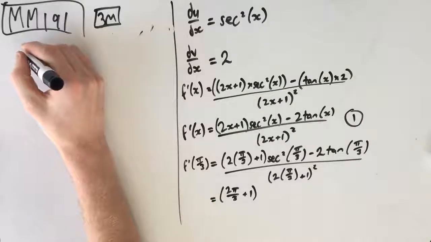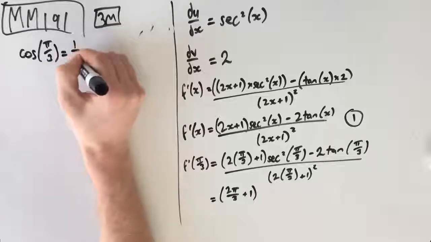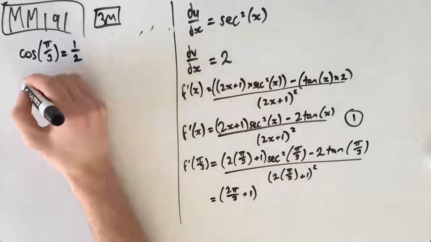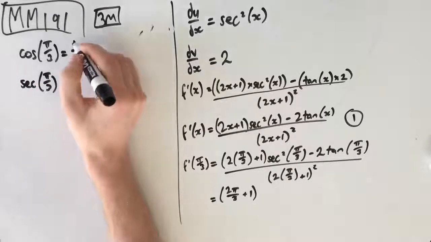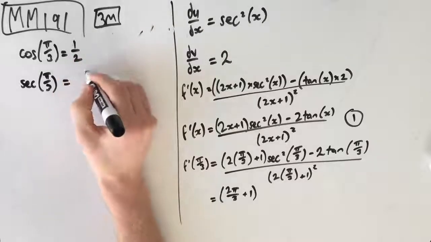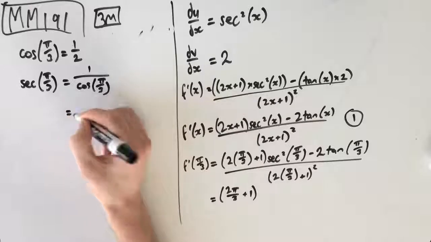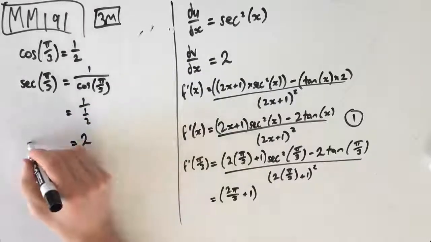So we know that cos of pi on 3 is equal to 1/2. Sec of pi on 3 is equal to 1 over cos of pi on 3. So 1 over cos of pi on 3. We know that cos of pi on 3 is 1/2, so 1 over 1/2, which is equal to 2.